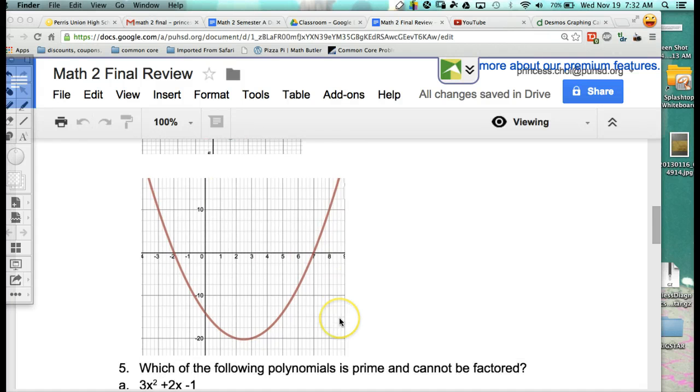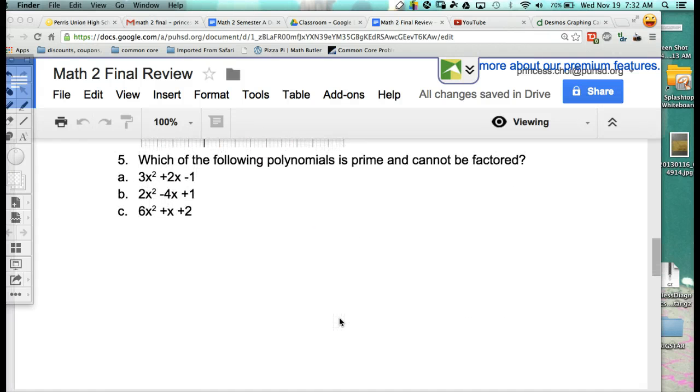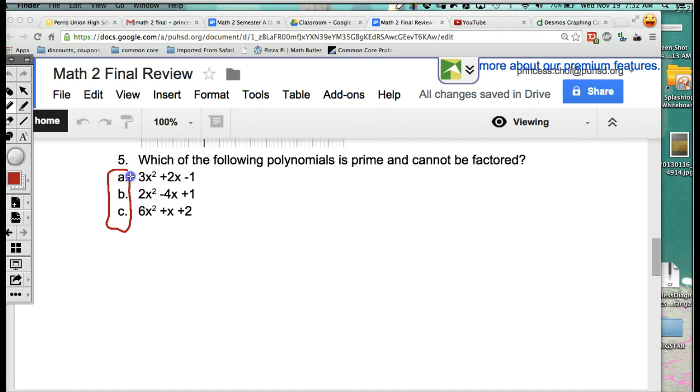Now, since you are done with that, I want you to go ahead and copy this question down. Which of the following polynomials is prime and cannot be factored? This is how your test would be. Of course, there's going to be more than 3 choices, but they're going to say A, this is an equation, B, this is another equation, and C is another equation. Today this is the only question you have to focus on, because number 4 was too easy, wasn't it? So which of the following polynomials is prime?